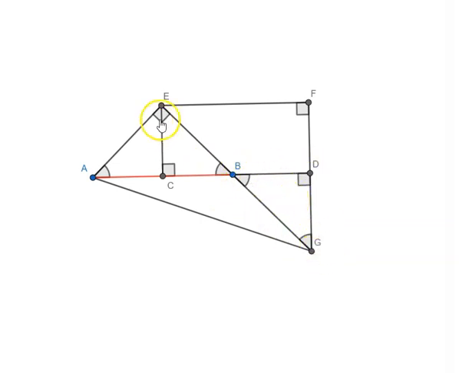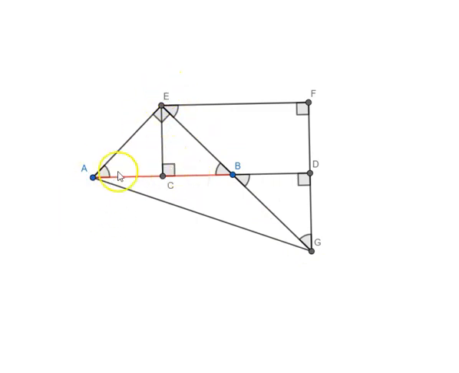Now what else? Look at EF and AD. They are both parallel lines, and EB is the transversal. That means angle BEF is equal to GBD, which means FEG is equal to FGE. Why? Because this angle is equal to this angle is equal to this angle. So that means these two angles are equal. Now let's look at these triangles.